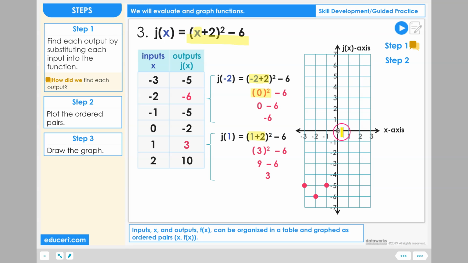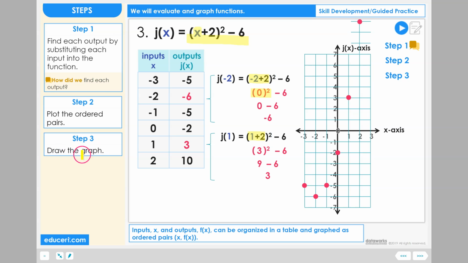The next point is 0, -2. 0 means we stay here at the origin. -2 in the j of x direction brings us down to here. The next point is +1, +3. +1 in the x direction and +3 in the j of x direction. And the last point is +2 and +10. +2 in the x direction and +10 in the j of x direction, our final ordered pair.